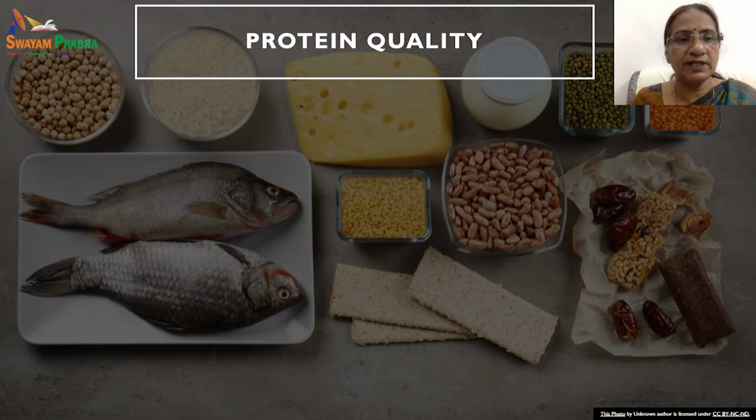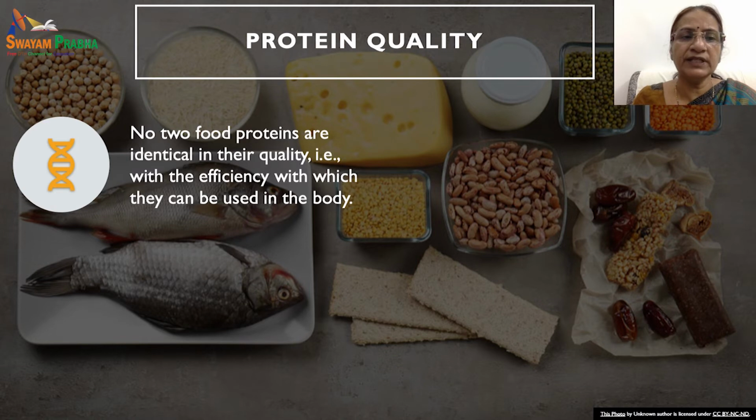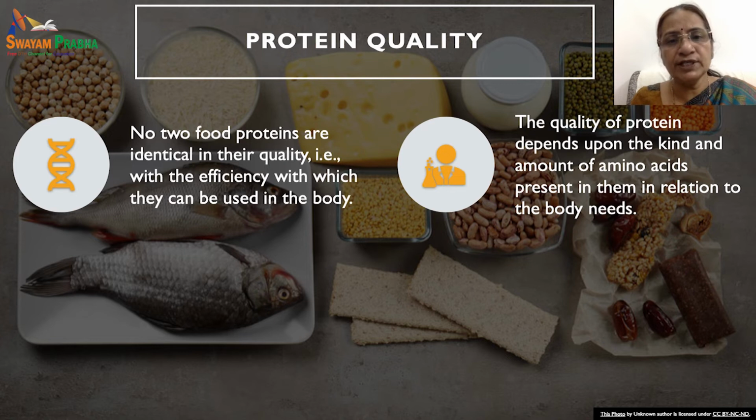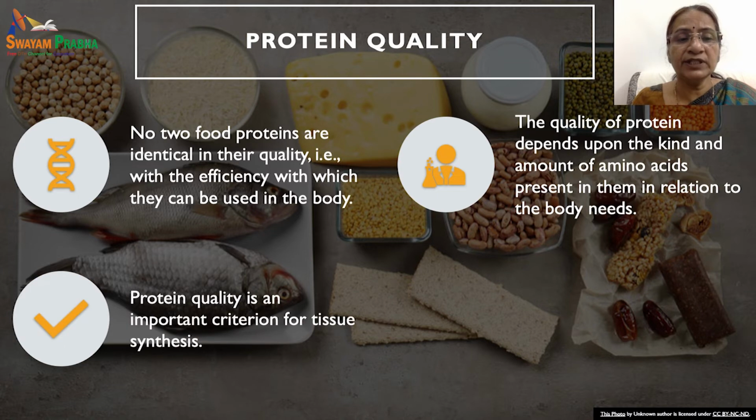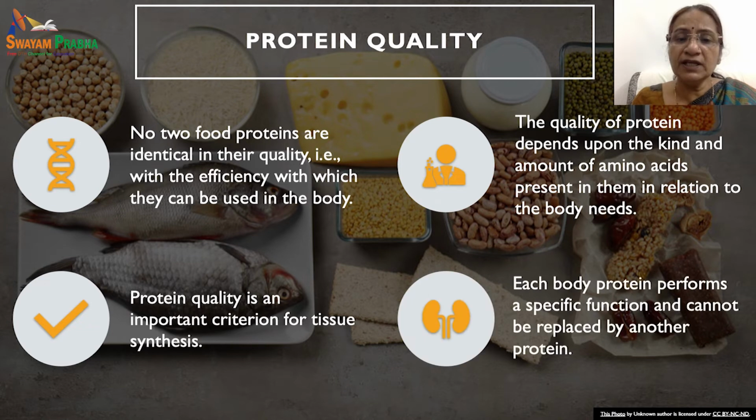Now what is protein quality? No two food proteins are identical in their quality, that is, with the efficiency with which they can be used in the body. The quality of protein depends upon the kind and amount of amino acids present in them in relation to the body needs. Protein quality is an important criterion for tissue synthesis. Each body protein performs a specific function and cannot be replaced by another protein.